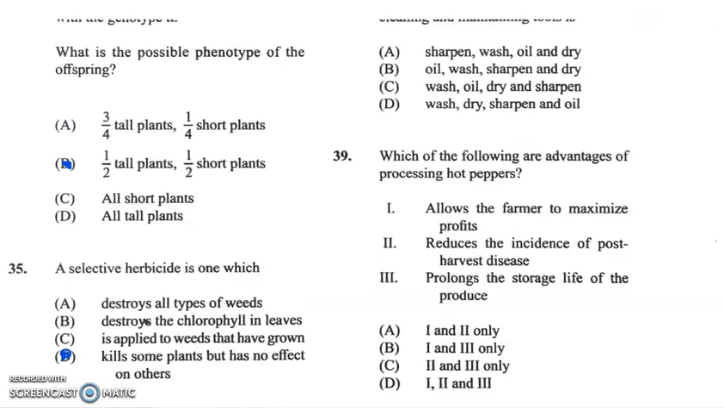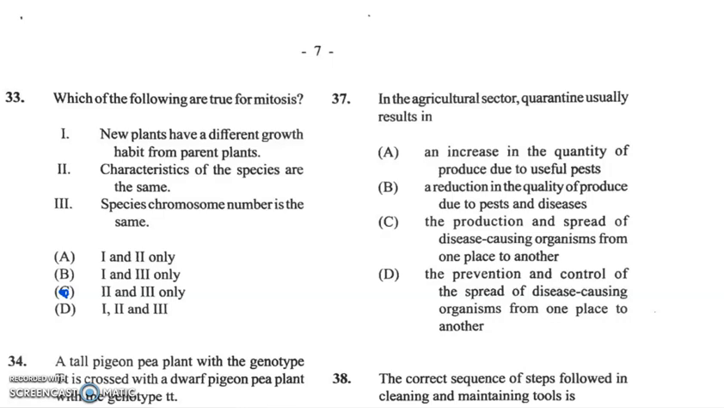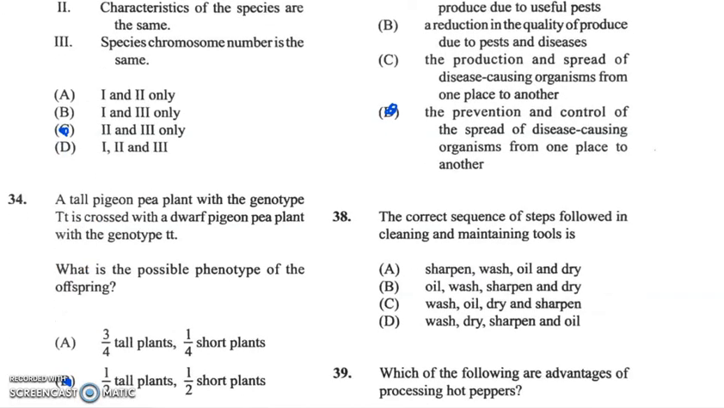Question 37. We are going on very well. In the agricultural sector, quarantine usually results in the prevention and control of the spread of disease-causing organisms from one place to another. Letter D. Question 38. The correct sequence of steps followed in cleaning and maintaining tools is, let me hear your answer for 38. Yes, D. You wash the tool, dry the tool, sharpen it, and then you oil it.